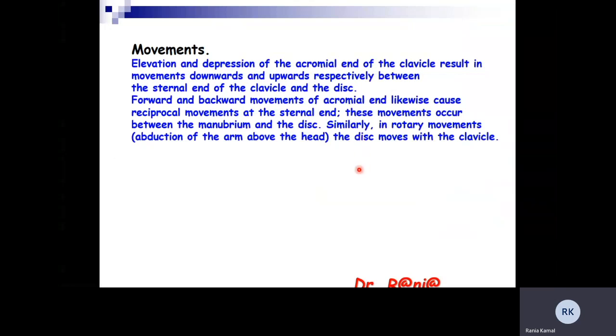The movement: elevation and depression of the acromial end of the clavicle result in depression and elevation, or downward and upward movement, of the sternal end of the clavicle. This occurs between the sternal end of the clavicle and the disc. However, the forward and backward movement of the acromial end leads to a forward and backward movement at the sternal end. This movement occurs between the manubrium sterni and the disc. So the elevation and depression movement occur between the clavicle and the disc, while the anterior and posterior movement occur between the manubrium sterni and the disc. Also the rotatory movement, as in abduction of the shoulder, occurs between the manubrium sterni and the disc.